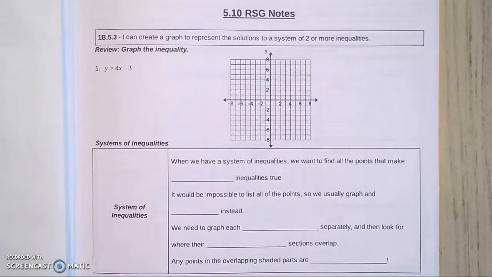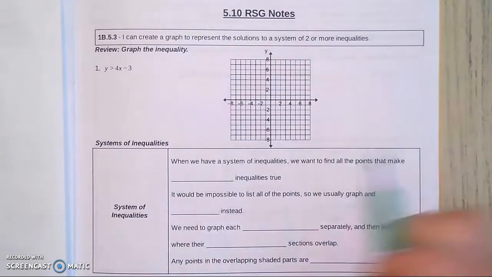Alright, hello everyone. So today we're taking a look at the 5.10 notes. This is going to introduce us to a system of inequalities. After we first did equations, we then did linear inequalities where we used dotted or solid lines shaded above or below. Then we did systems of equations, 2 equations at a time. So today we do systems of inequalities, 2 inequalities at a time.